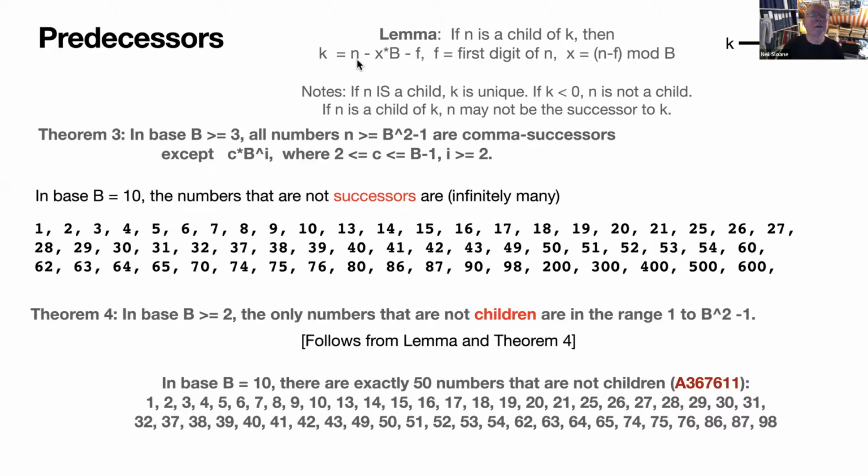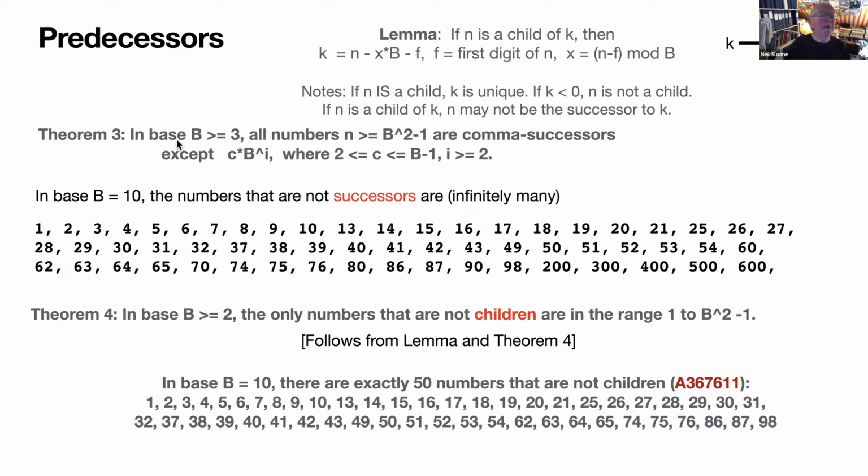k is n minus 10b minus 1 minus f, where f is the first digit of n and b is n minus f mod 10. And so that's what the parent is. And if it exists, it's unique. If this number turns out to be negative, then it wasn't a child of anything. Another observation is, if it is a child, it might not be the youngest child. It might not be the official successor.